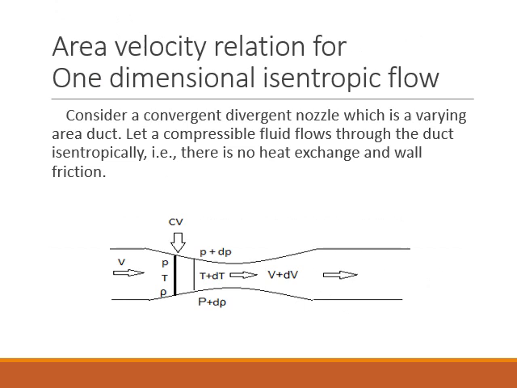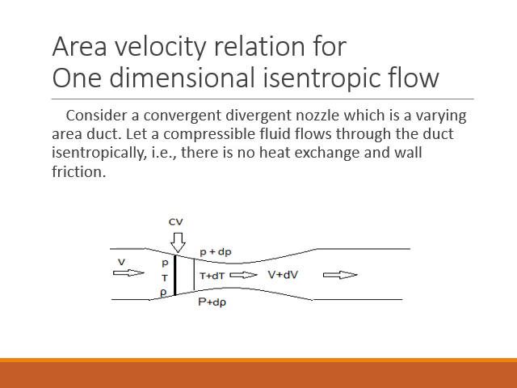A nozzle or a diffuser is a varying area duct. While a nozzle increases kinetic energy at the expense of its pressure, in a diffuser, a fluid loses kinetic energy and gains pressure. Study of both a nozzle and a diffuser involves consideration of one-dimensional isentropic fluid flow, since energy transfer across the nozzle or diffuser wall is usually negligible.